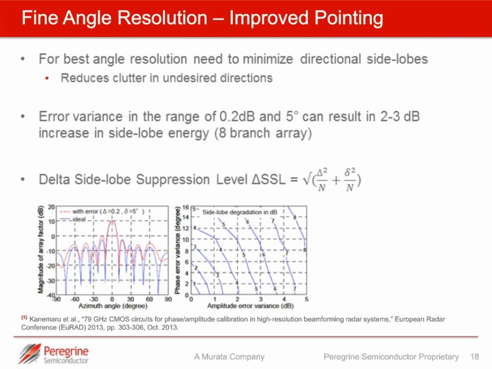The red trace is showing the case with some errors in the system, an amplitude error and a phase error. And the blue is showing the ideal case. What this is telling us is that in this example, where we have a small amplitude error variance in the range of 0.2 dB and a phase error variance in the range of 5 degrees, we get a 2 to 3 dB increase in side lobe energy. So if we can improve the RMS amplitude and phase errors of our beamformer, then we will get improved pointing accuracy.